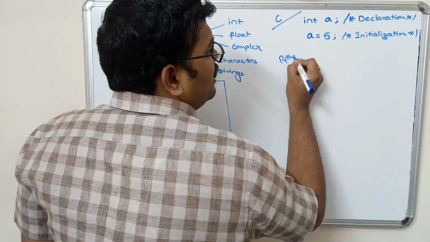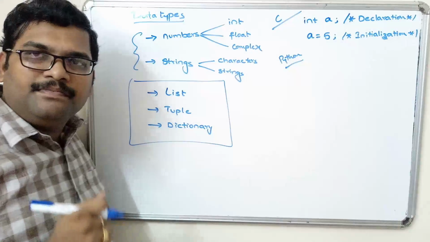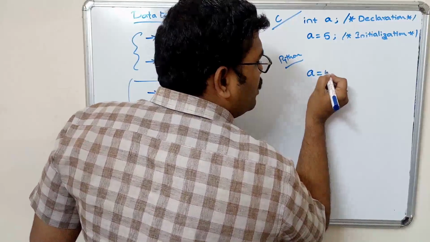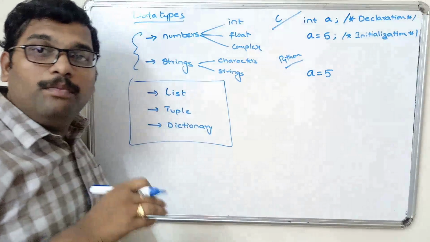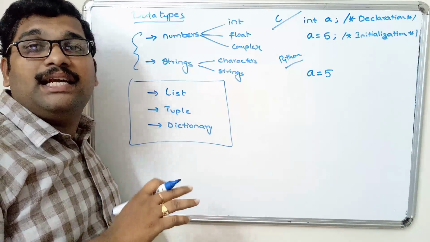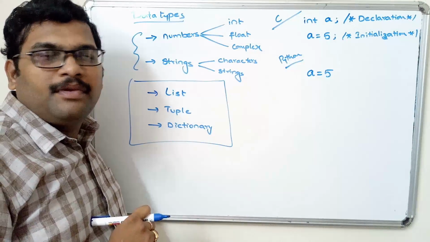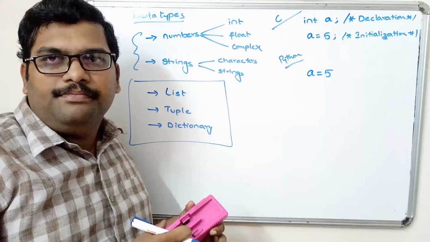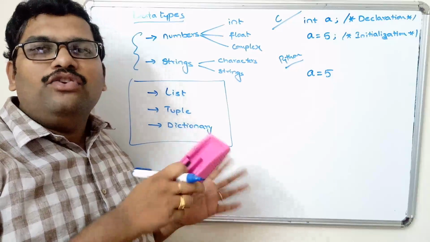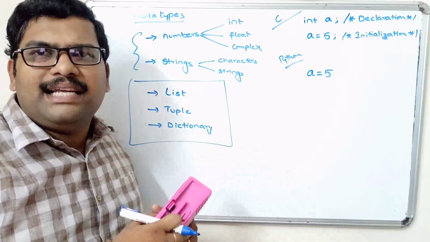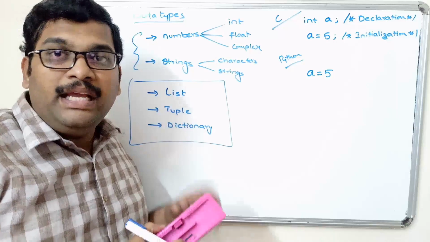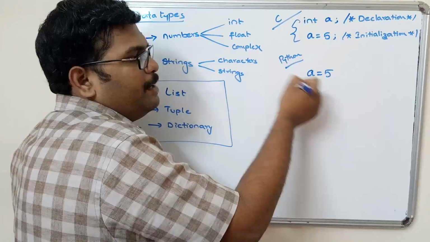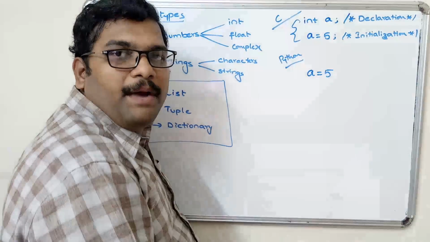Now coming to Python, it becomes very easy. It becomes very simple. A single statement a is equal to 5 automatically includes the initialization and declaration. There are no specific data types to declare a variable. Assigning a value to the variable itself is treated as declaration and initialization in Python programming. So these two statements can be replaced with only one statement in Python.